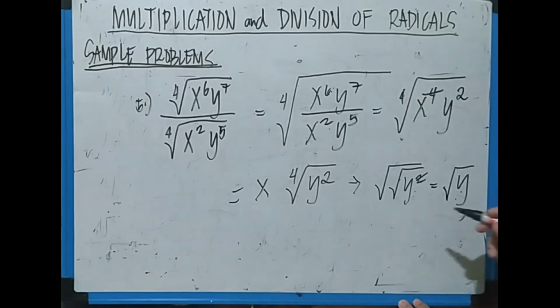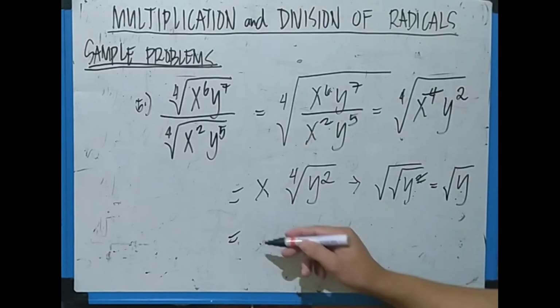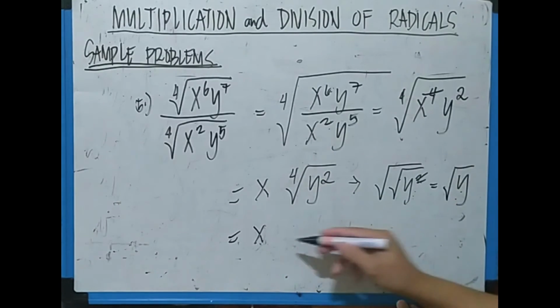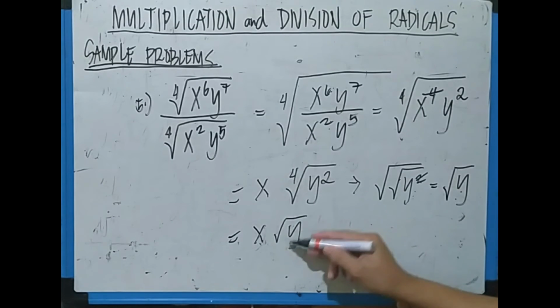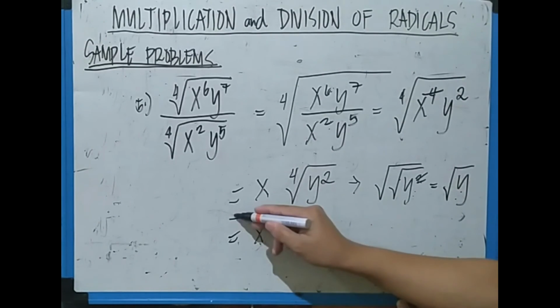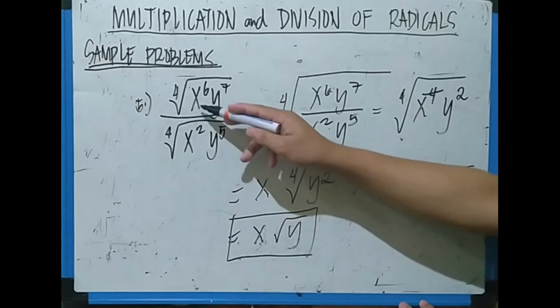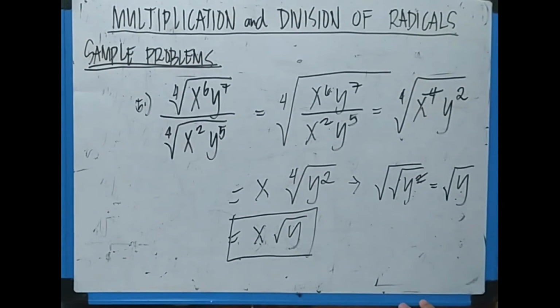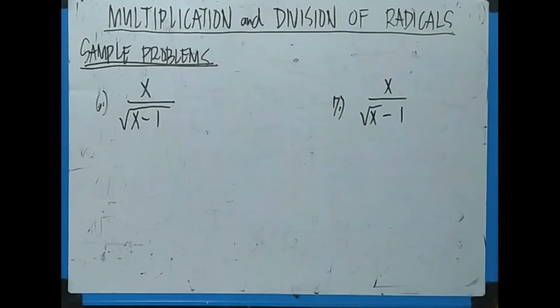So once we write it, we just copy this, this becomes x and we have square root of y. So this will be your final answer. That is for problem number 5. Okay, for sample problems number 6 and number 7.